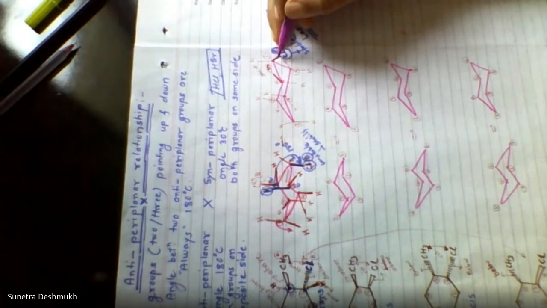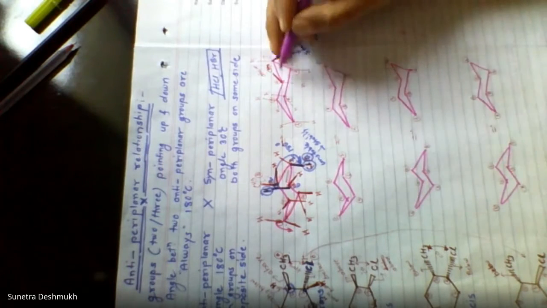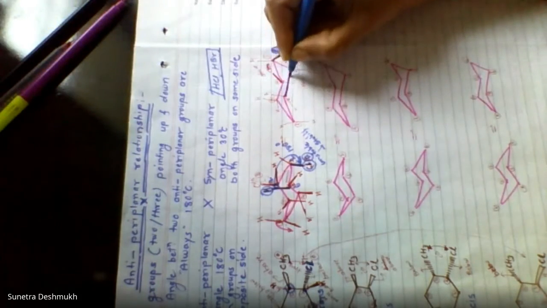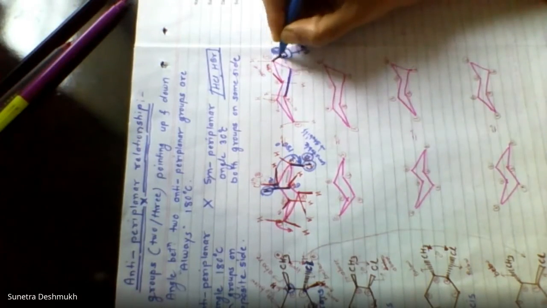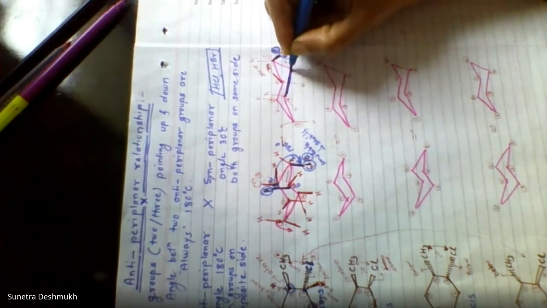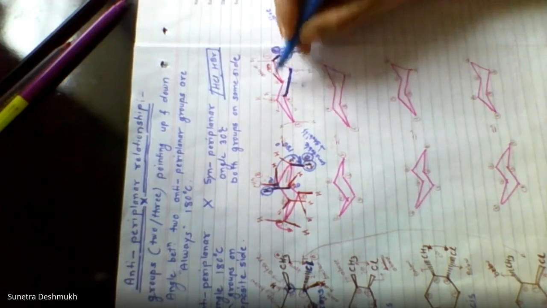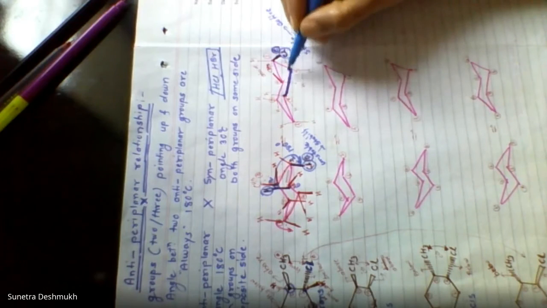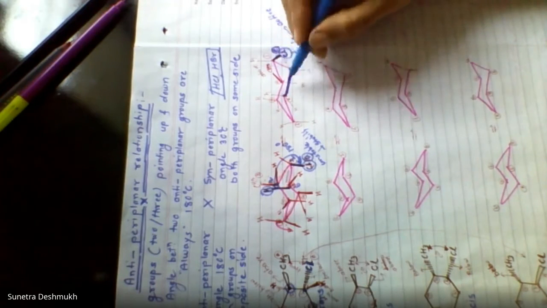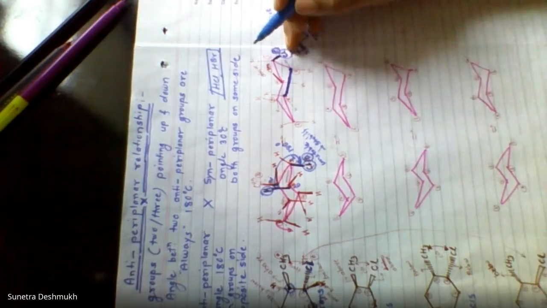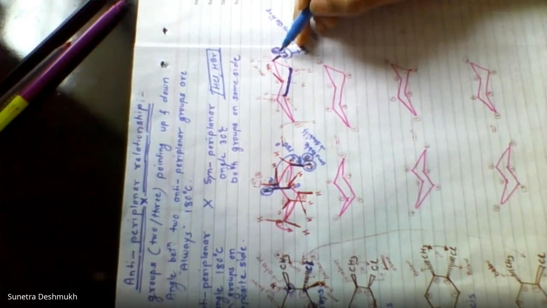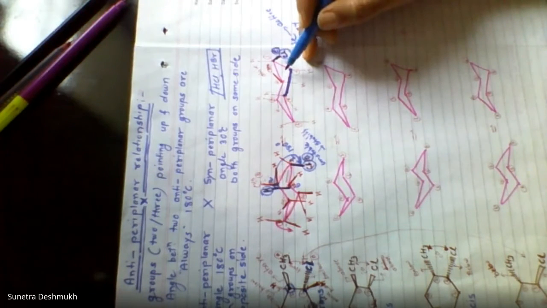Now here we will come again to whether this chlorine is anti-periplanar or not. No, this chlorine is not anti-periplanar, but this one is in periplanar. For this one, this group is in the anti position. This carbon-carbon single bond is in the anti position. So we cannot eliminate chlorine and a carbon-carbon single bond. So here the possibility of elimination vanishes.